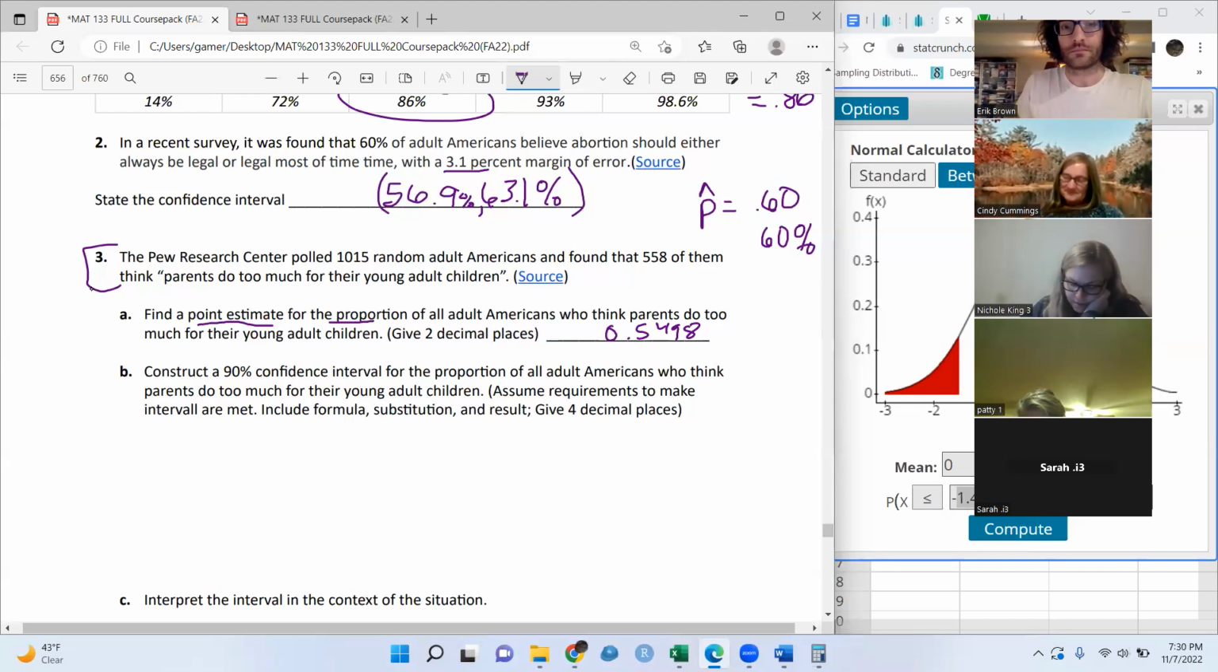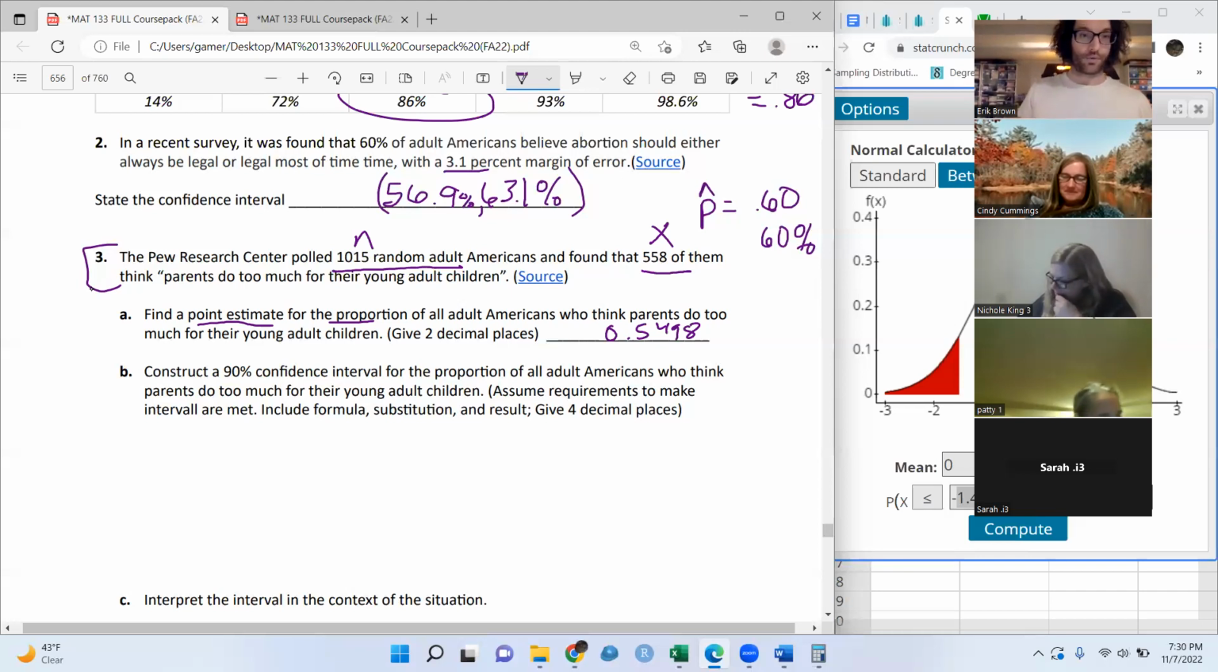Because 1015 was the sample or the population, and 558 was the sample, the number. I'll fix the language a little bit. 1015 is the sample size, the total of the N sample. And then 558 is the number that said it's too much parenting, or parents do too much for their young children. Good. And you just divided it.